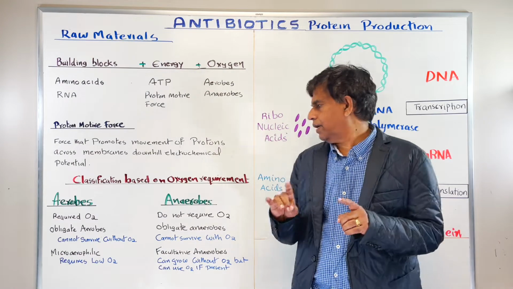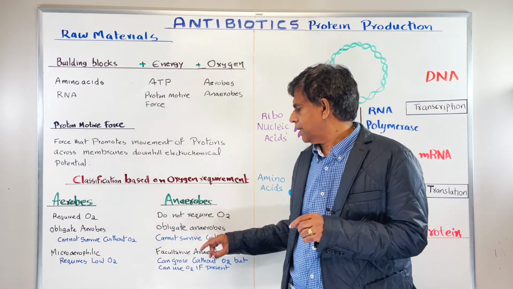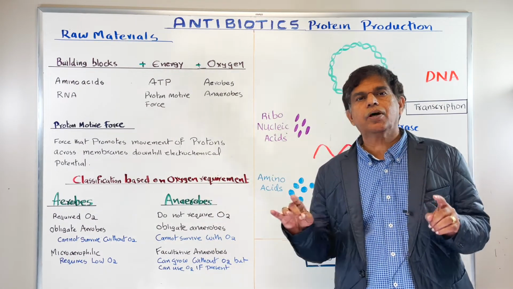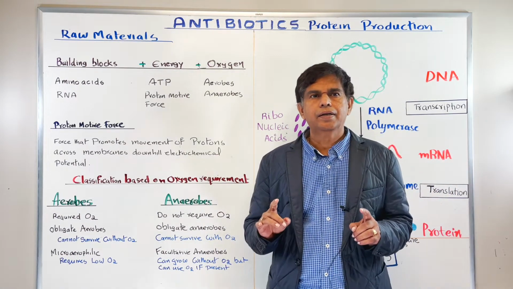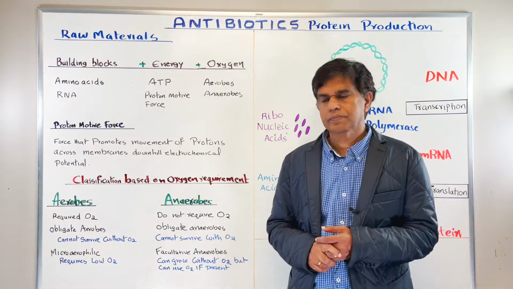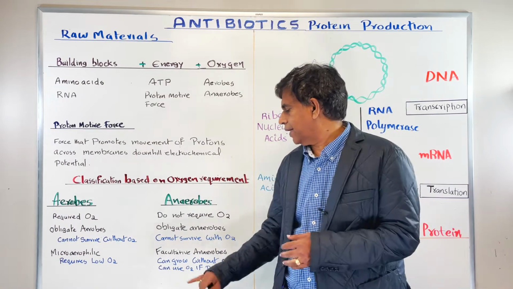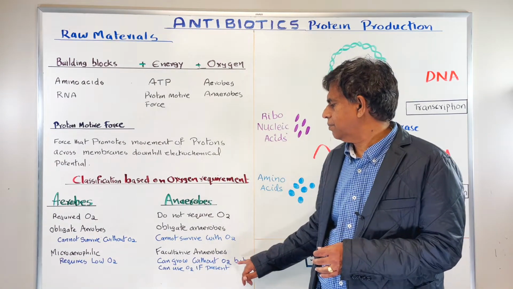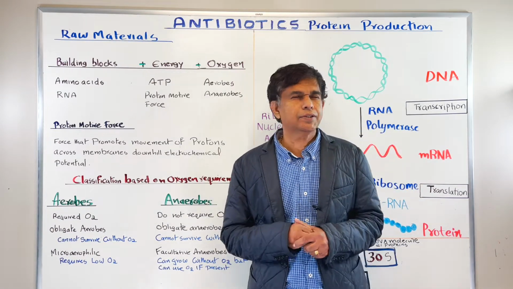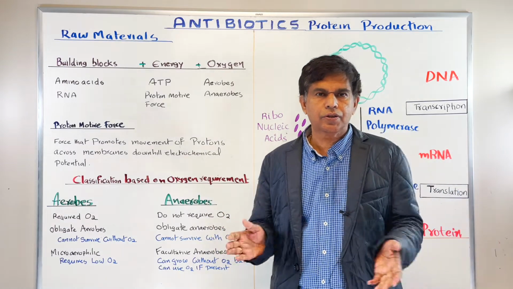Now, let's look at the anaerobes again. The big definition is that they do not require oxygen. There's something called obligate anaerobes. They cannot survive with oxygen; they will die. Clostridium is a good example of that. Then you've got facultative anaerobes. They can grow without oxygen, but can use oxygen if present. An example would be E. coli, the common cause you see in urinary tract infections.